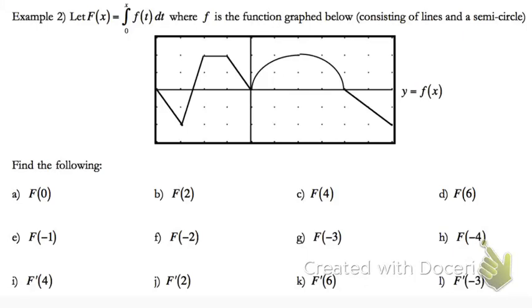This is the second half of the accumulation function. A lot of this one I'm going to have you guys do on your own, and then I'll just put the answers up so you guys can check them. It's very similar to the one we did in yesterday's video, so I want you guys to practice doing it on your own.